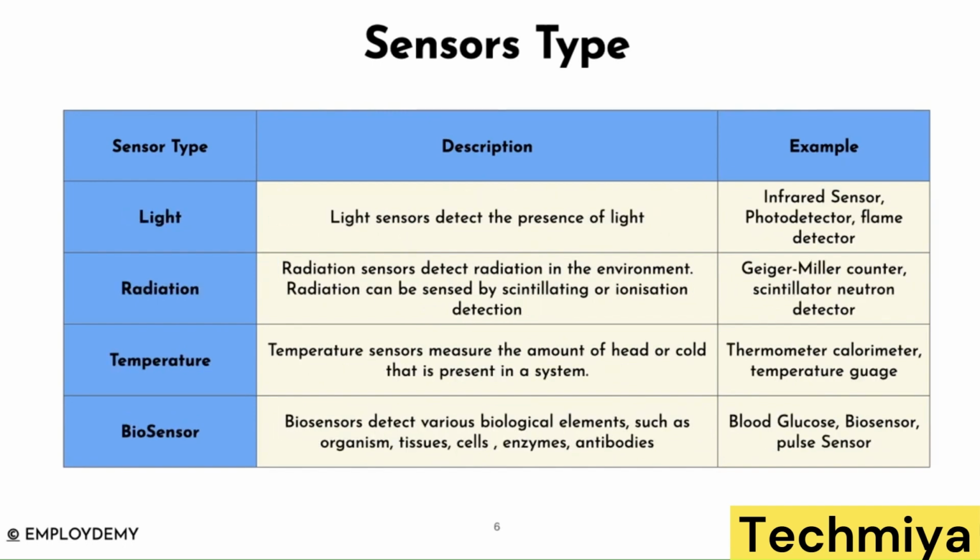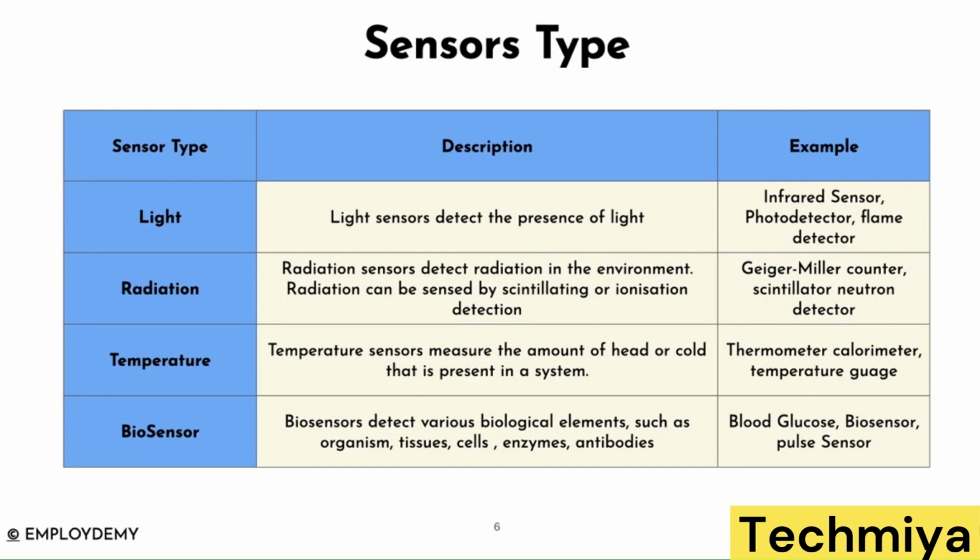Now coming to detecting light. How can you detect light in your surroundings? You can use infrared sensors, an LDR for small scale projects, or a photodetector. There are multiple sensors you can use to detect light. Now to read radiation, you can have Geiger-Muller counters, scintillation neutron detectors, and multiple other sensors which you can use for detecting radiation.